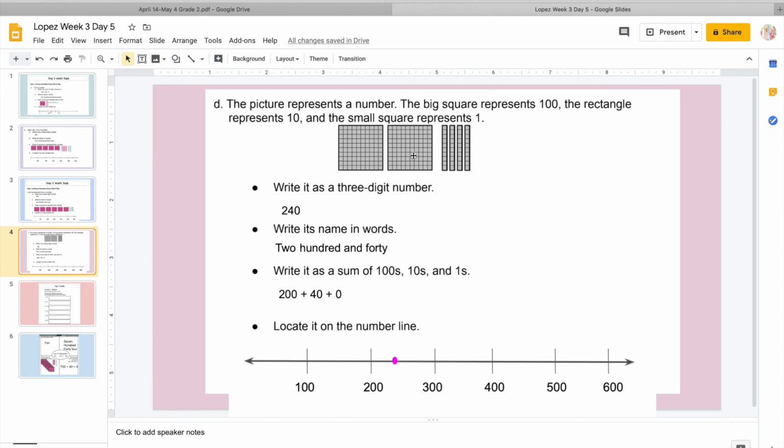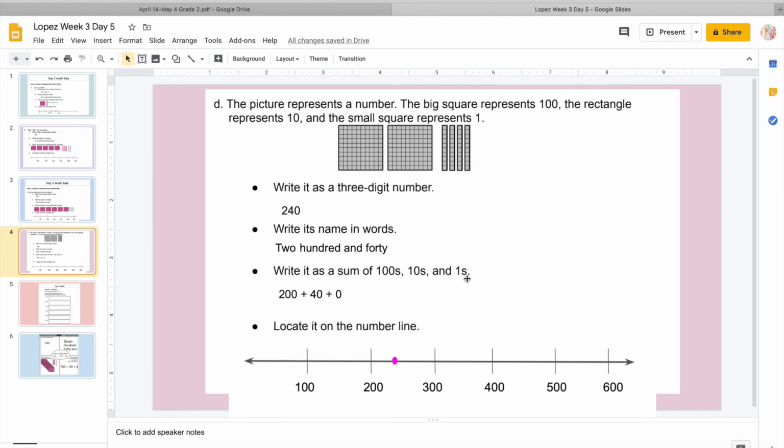So we have 2 hundreds. We know a 2 is going to go in the 100 spot. And we have 4 tens, 1, 2, 3, 4. We know a 4 is going to go in that 10 spot. And again, there are 0 ones, so we know a 0 goes in that 1 spot. So our number is 240. Now we need to write its name in words. So we're just using words to write the name, 240.